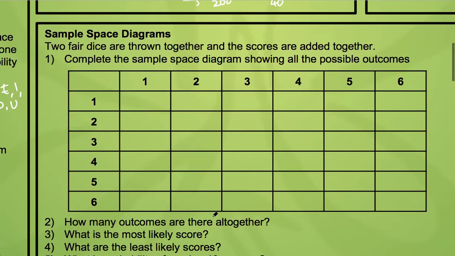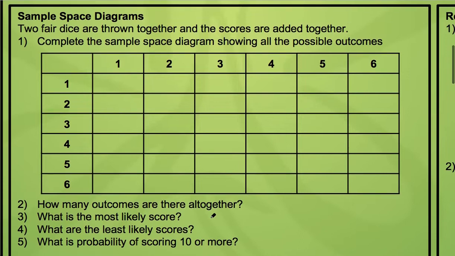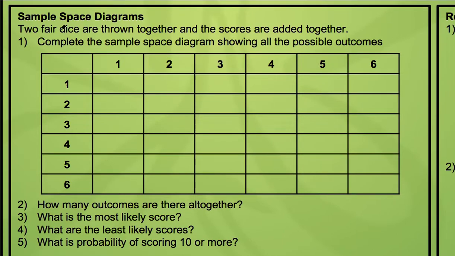Okay, on to sample space diagrams. Sample space diagrams are these diagrams where you list all of the outcomes. So we've got 2 fair dice thrown together and their scores are added together. Always check what happens with the scores. Complete the sample space diagram showing all of the possible outcomes.